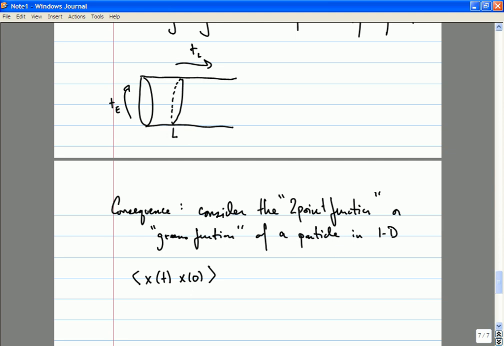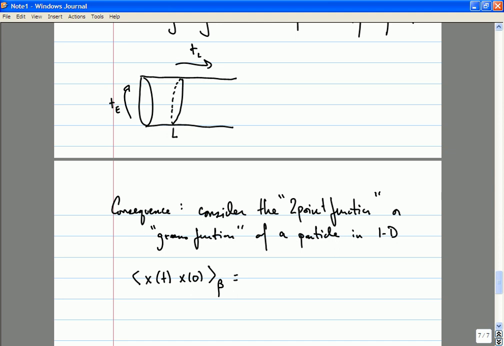So it's the quantum expectation, it basically is computing for you the probability for a particle to move from position x at t equals 0 to some other position at time t. And let's compute this at some temperature beta and ask what this Euclidean time formalism tells us about this Green's function.